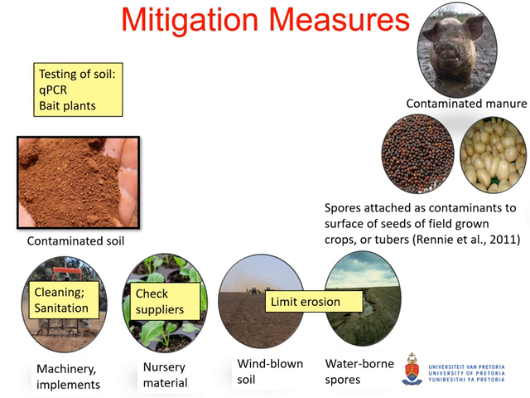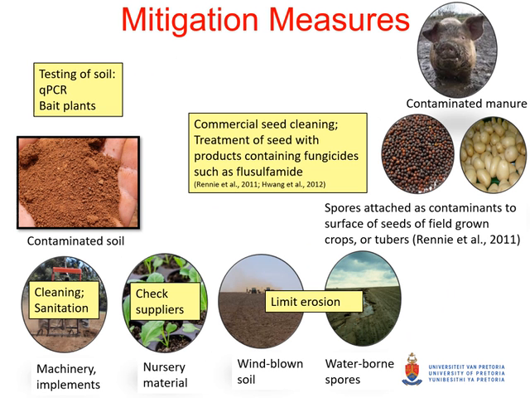Wind-blown soil and waterborne spores are a little bit more difficult to control, but in this sense, it's important to limit erosion so that the pathogen is not spread by wind or by water. Then in terms of seeds that perhaps have spores attached to them or present on them, commercial seed cleaning can be used, or treatment of seed with products that contain fungicides which are effective against Plasmodiophora, are some ways in which this source of inoculum can be reduced.